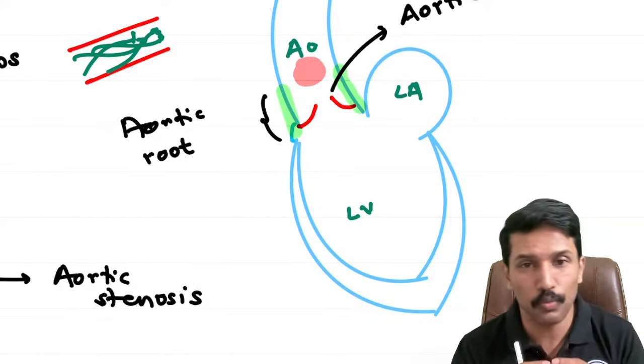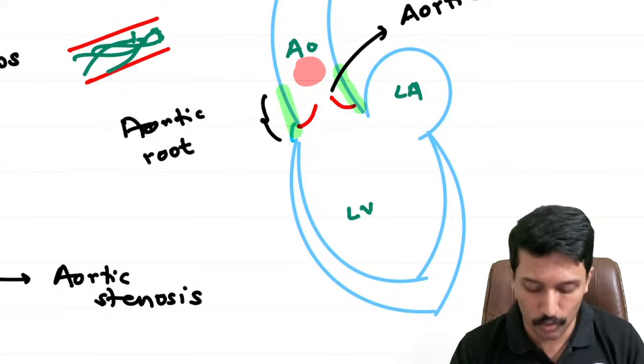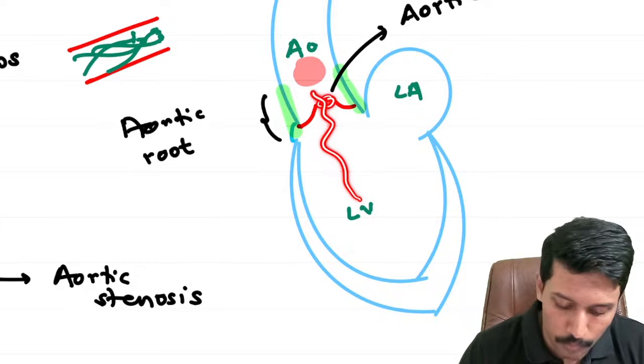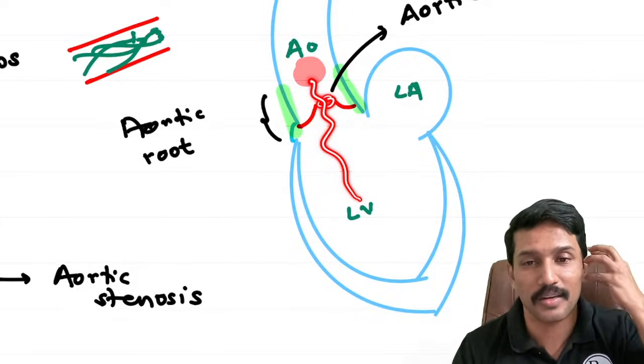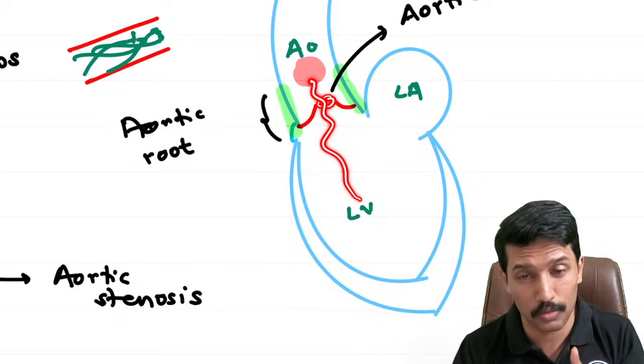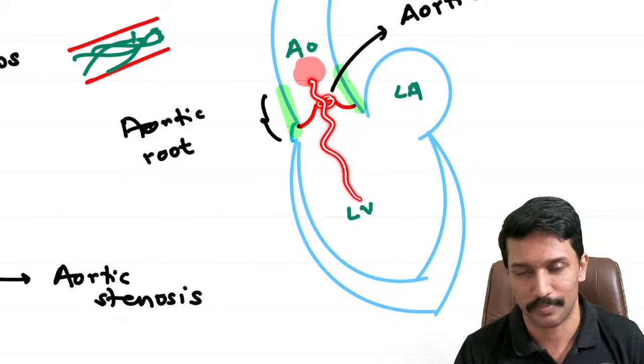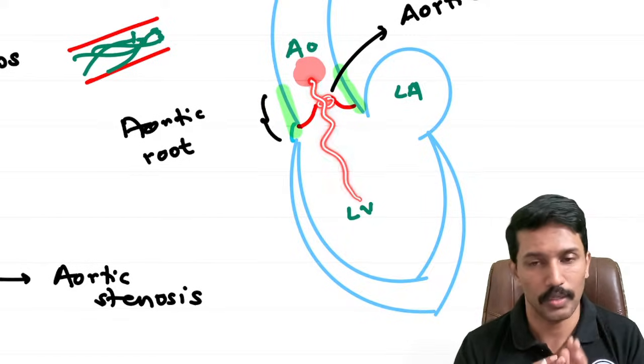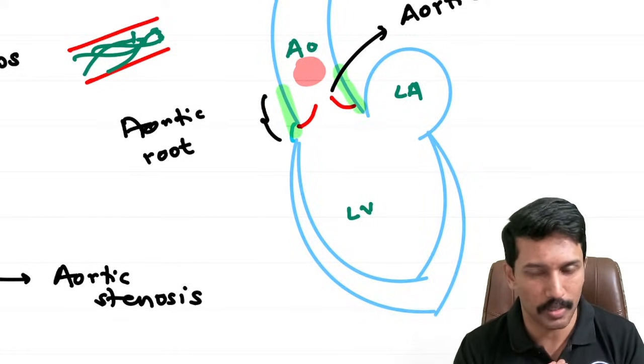Absolutely right. So the blood moves from the left ventricle to the aorta during systole, and if the opening is narrow, while moving, it will create turbulence, and you hear that turbulent flow as a murmur. So the murmur is going to be a systolic murmur. It's not going to be a diastolic murmur, right? So at least this much you can understand.